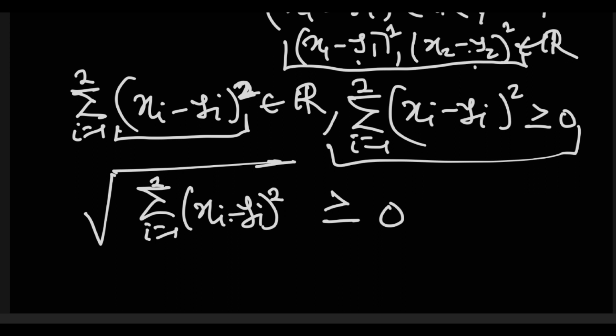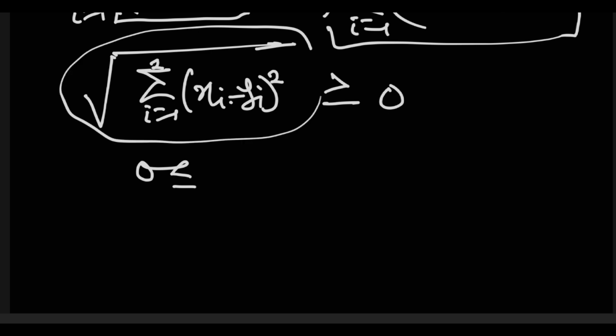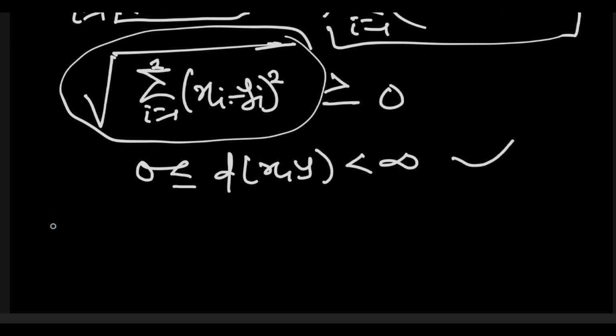Then at the same time, remember I said earlier x and y are less than infinity, so the subtraction will be less than infinity, the square will be less than infinity, then the sum will also be less than infinity. So we have 0 less than or equal to this, which is our d(x,y), which will be less than infinity. So we've done the first one.